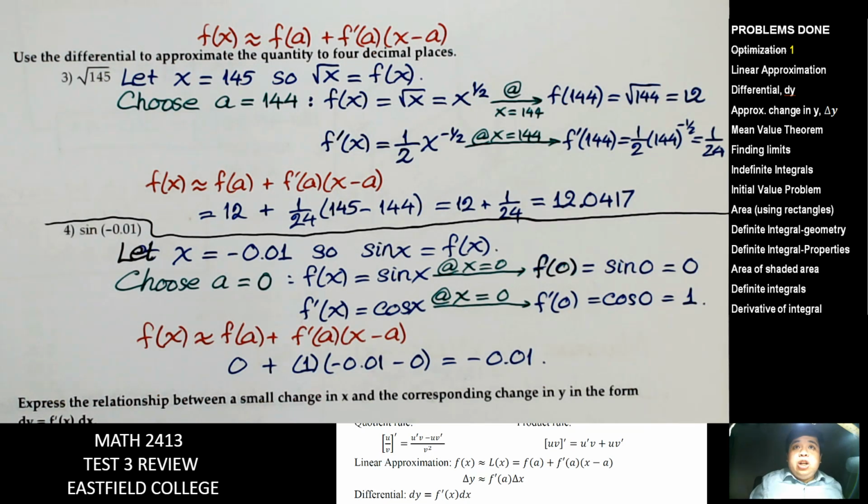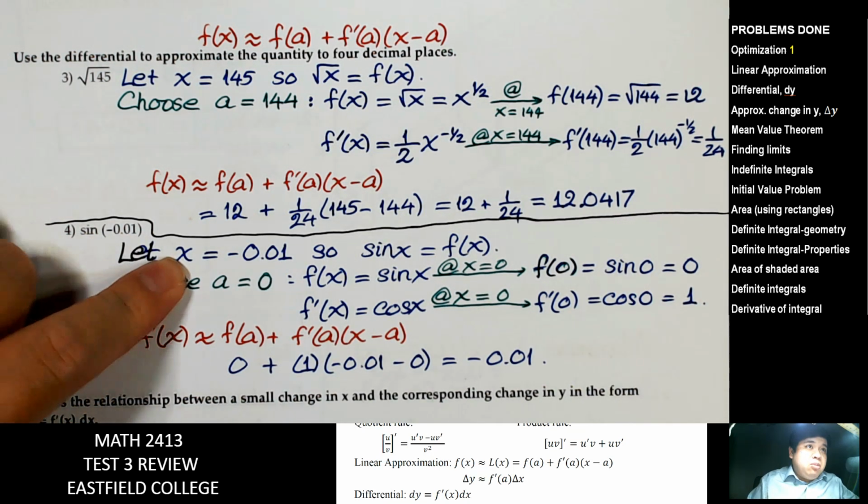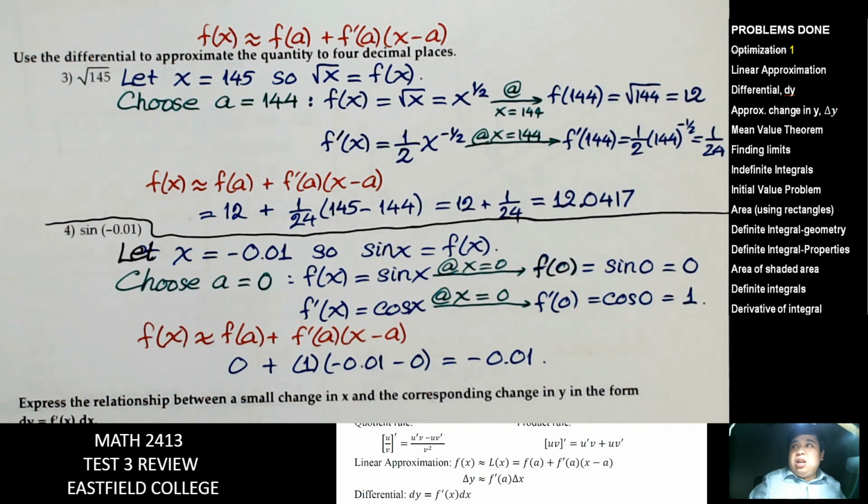So that is linear approximation with that formula. Let x be a number and choose a nice number close to it.